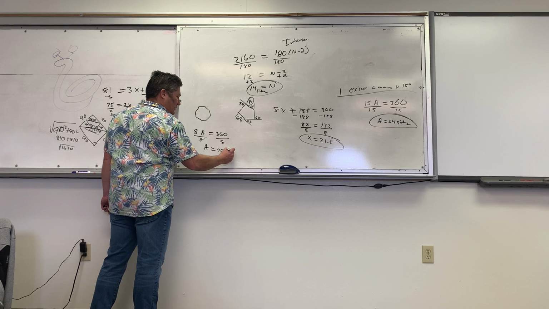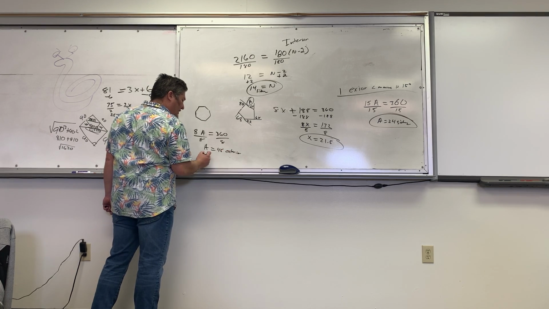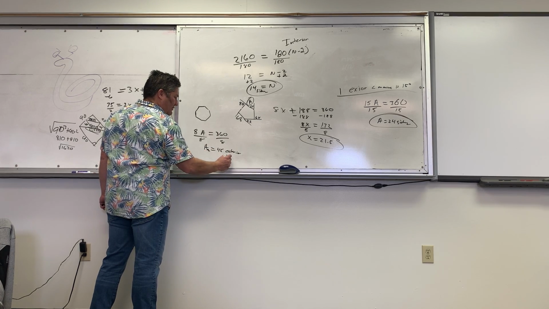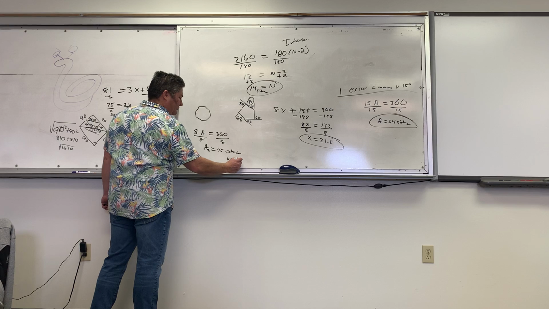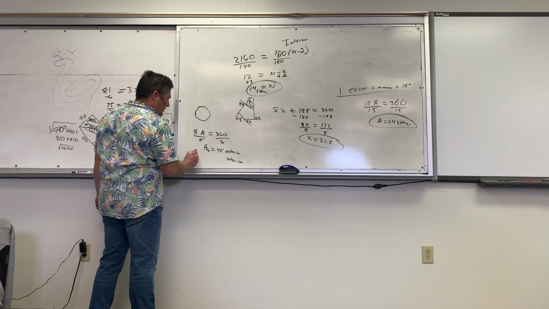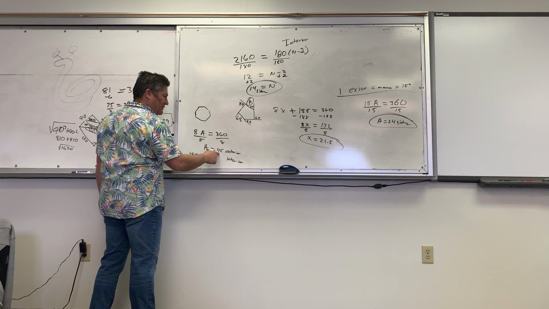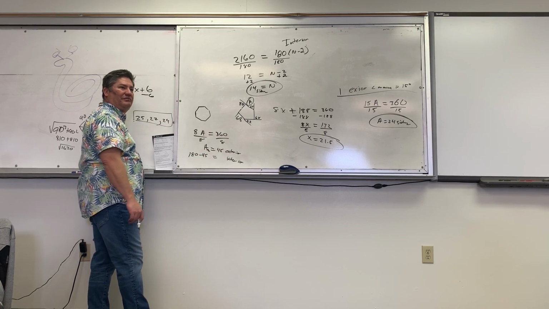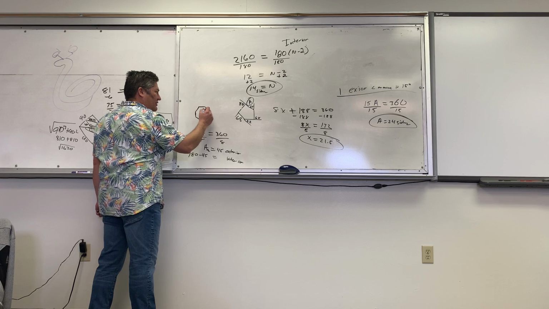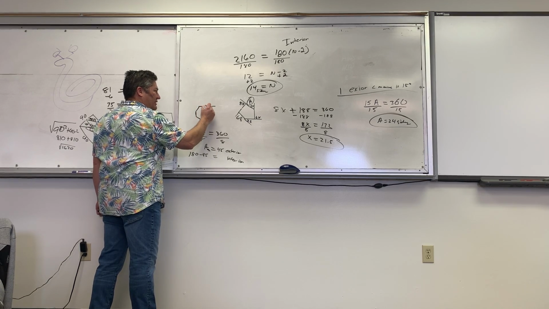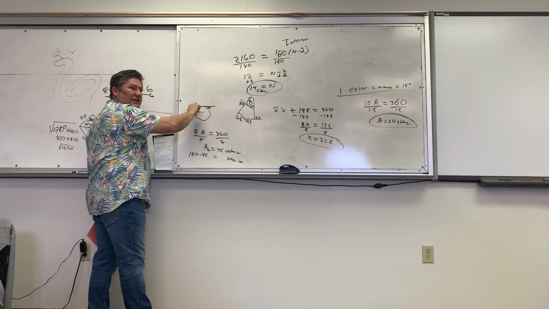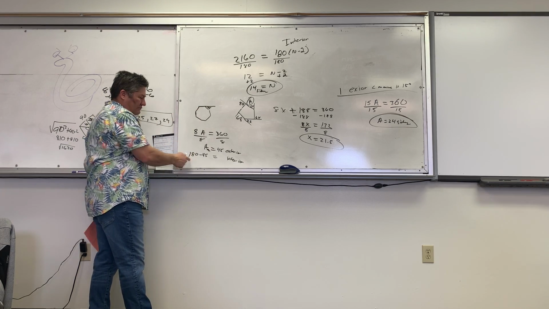45 is the exteriors. What's the interiors? 135. How'd you get it? 1080 divided by 8. Yeah, or just take 180 minus 45. That's all you should do. Because think about this. Watch me here. This is 45, you with me? Well, what's this got to be? It creates a straight line, so just take 180 minus 45.